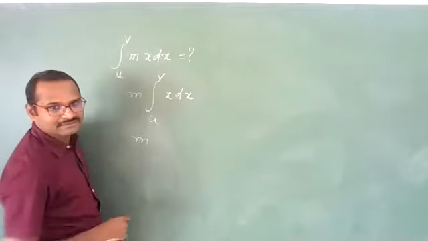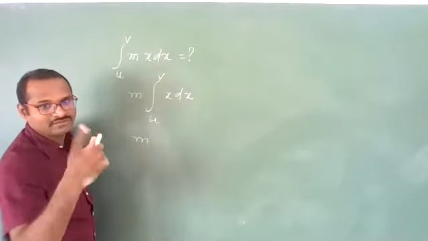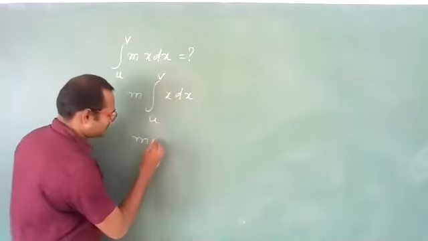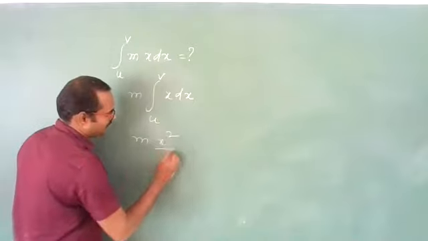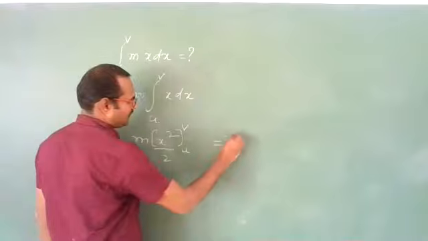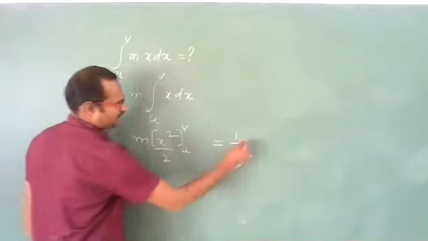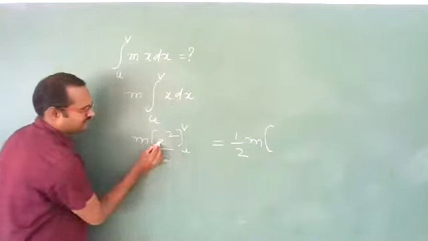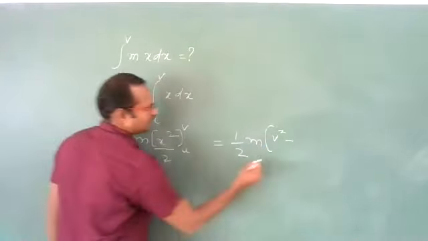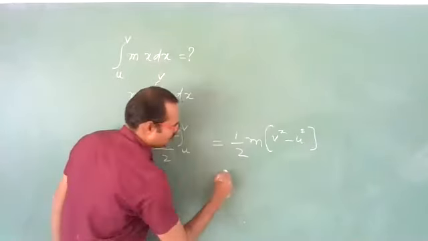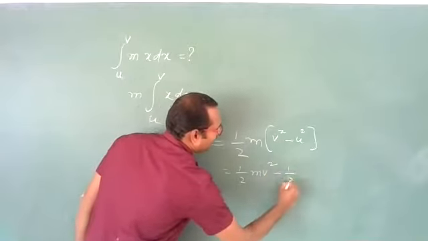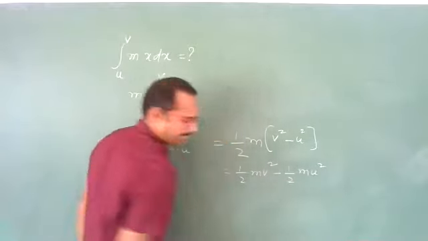x power 1 is there. n is 1 now. n plus 1, 1 plus 1, 2. Yes, m x square by 2, and x values are from u to v. So what will we get? Half m. Now in the place of x substitute v, you will get v square, minus, in the place of x substitute u, you will get u square. So multiplying, you will get half m v square minus half m u square.